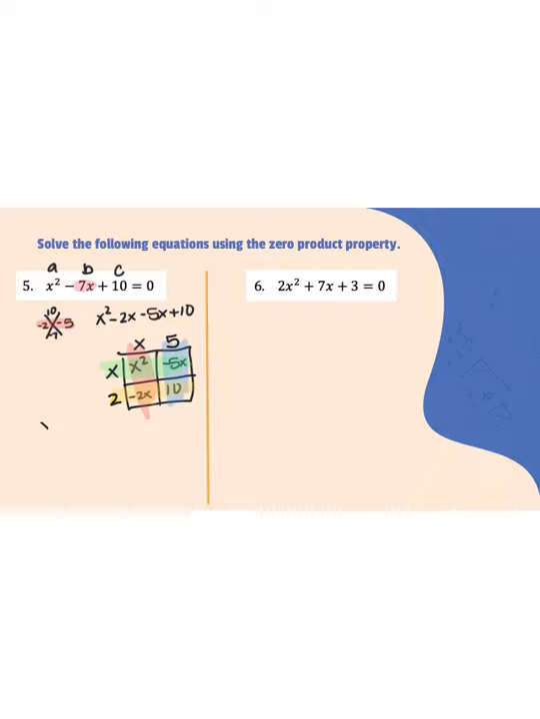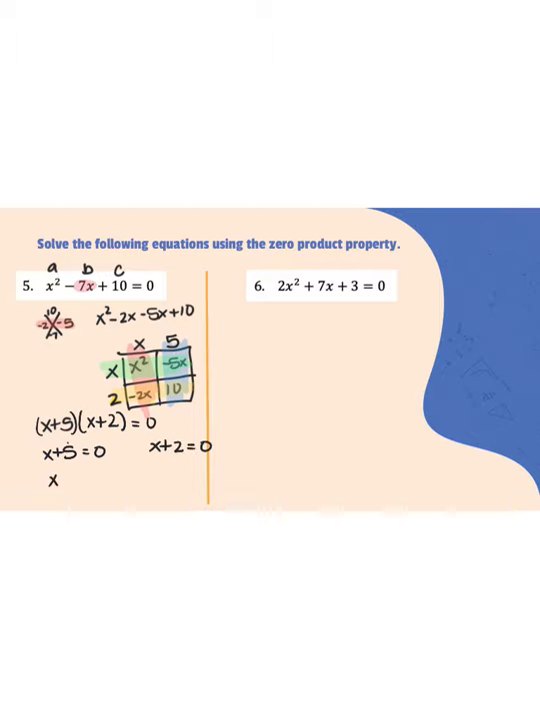Okay, so now I'm going to write x plus 5 and x plus 2 and set that equal to 0. And then you're going to rewrite both sides of it. So x plus 5 equals 0 and x plus 2 equals 0.